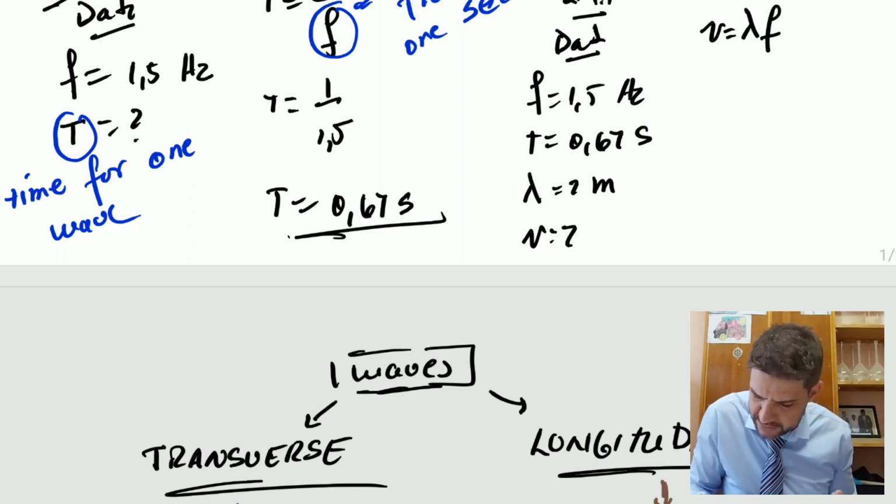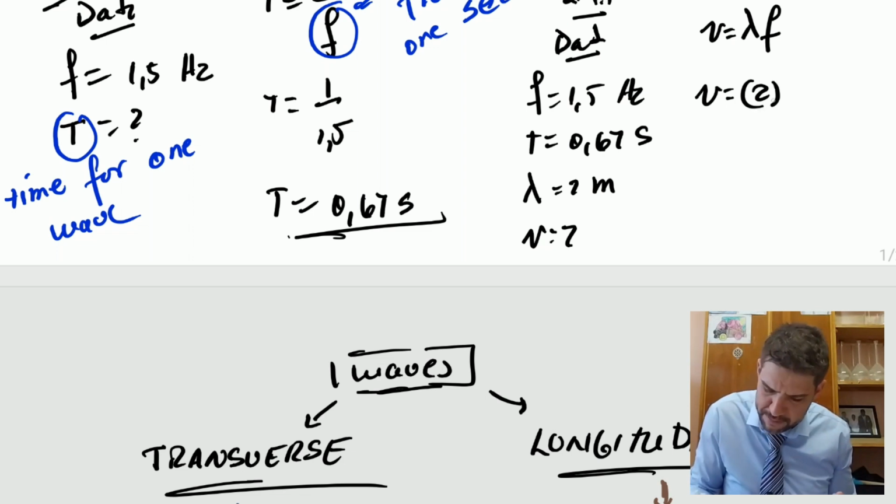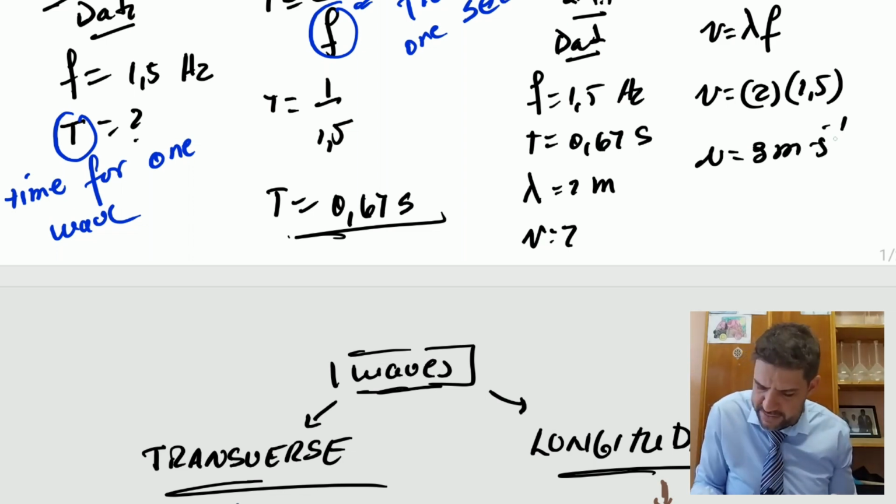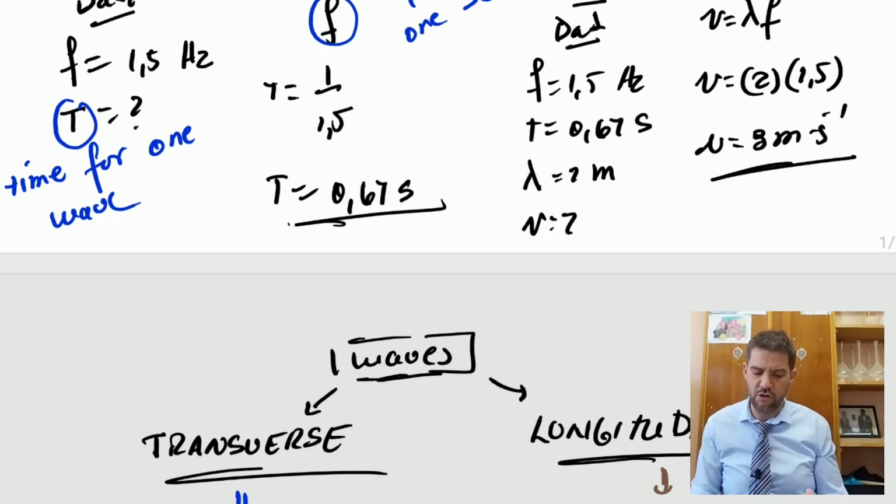So here, speed is equal to 2 multiplied by the frequency, which is 1.5, and therefore the speed is equal to 3 meters per second. Guys, this is the end of the question.